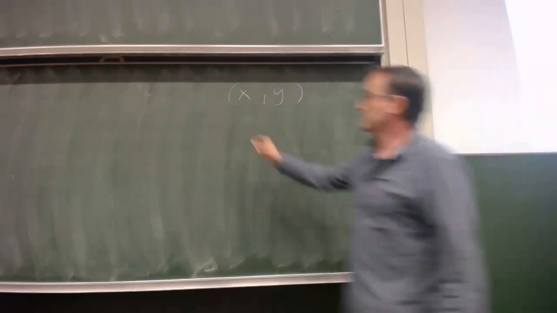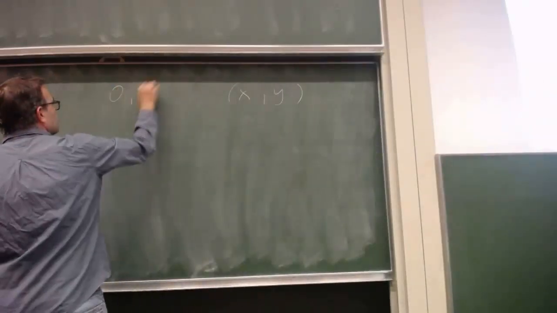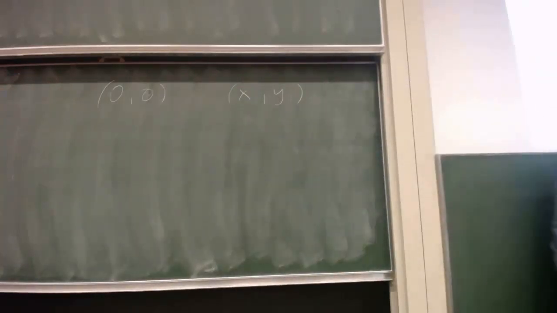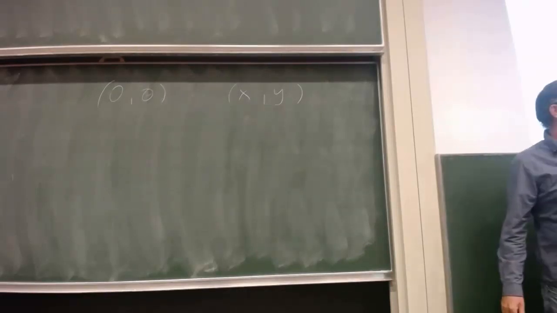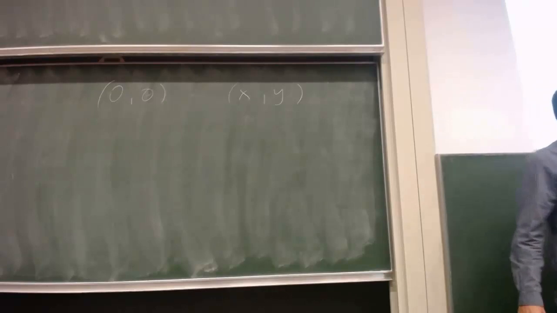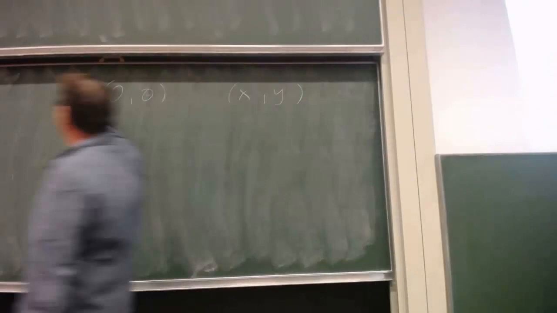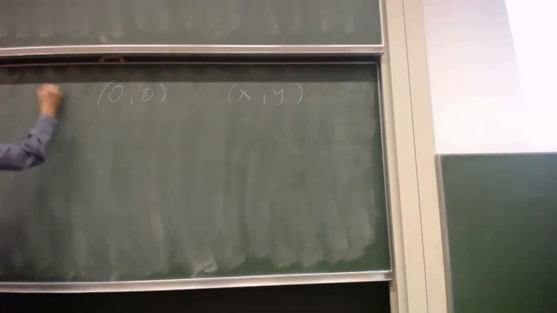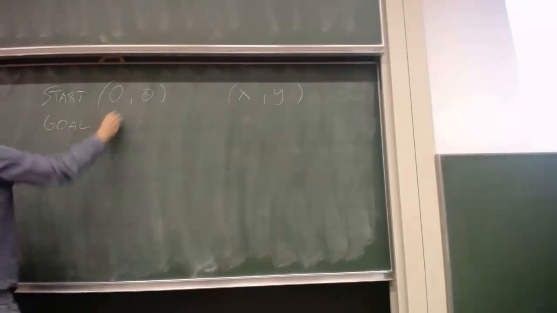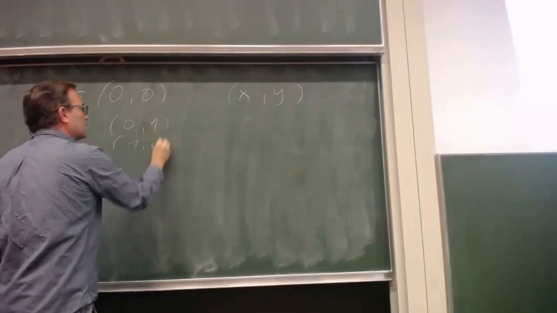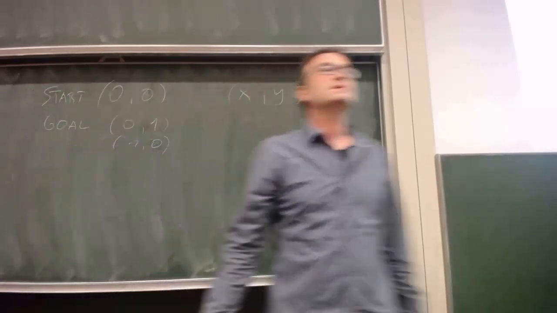0, 0. Exactly. That's the starting state. What is the goal state? How can you shout a bit more? 0, 1 or 1, 0. Very good. So that's the root. So let's start. Goal: 0, 1, and 1, 0. Do we have more goal states?